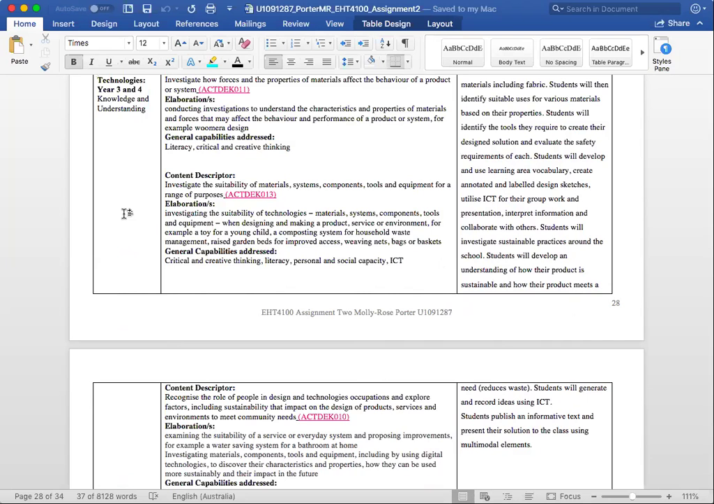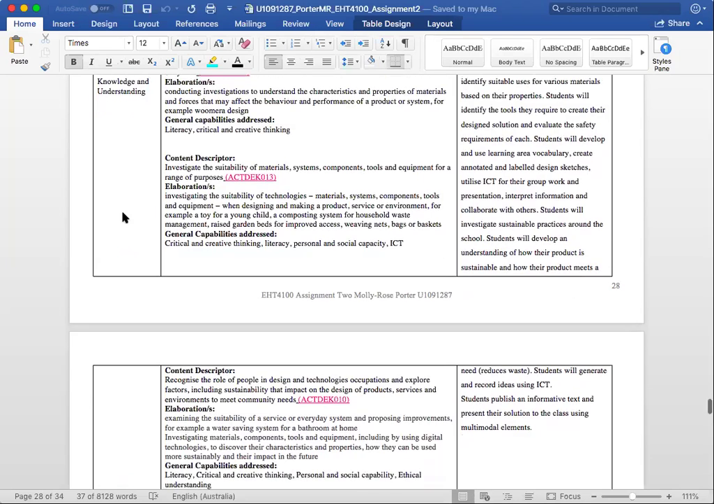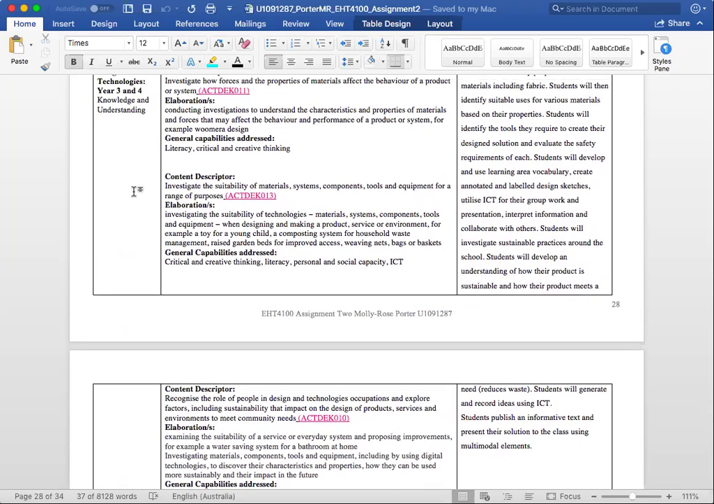The general capabilities addressed here are critical and creative thinking, literacy, personal and social capacity, and ICT. So this assignment applies to this content descriptor because students, first of all, address the suitability of fabric for different uses as they need to create a design solution with a specific use. They also look at what tools and equipment to use when creating this product. They need to evaluate safety requirements of each tool.